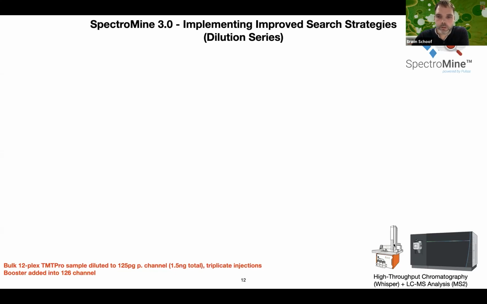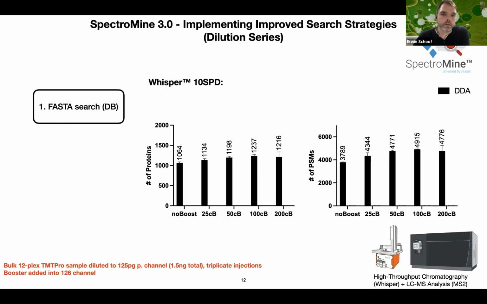The experiments were done using an EvoSep with Whisper flow on an Eclipse run in MS2 mode, just to simplify the experimental readouts. If we vary the amount of boosting, going from no booster to 25, 50, 100, or 200 cells, you can see that, first of all, on this dilution series, we're not seeing much of an effect of increasing the amount of boosting. Again, suggesting that dilution is not quite reflecting true single cell.